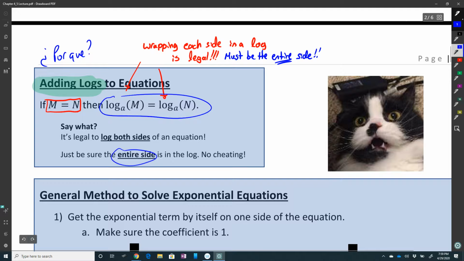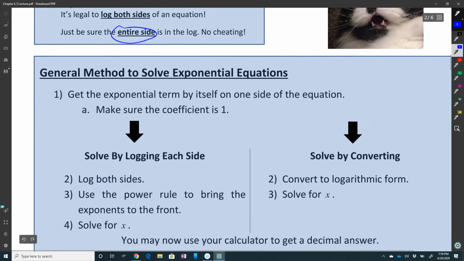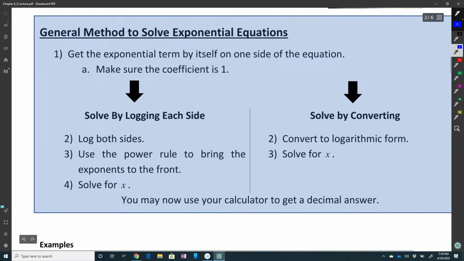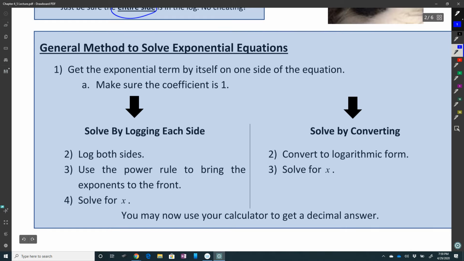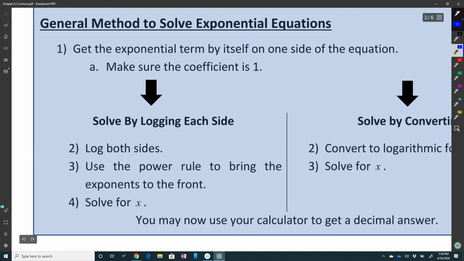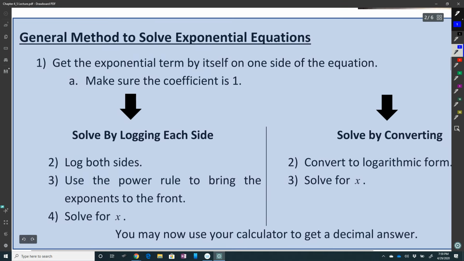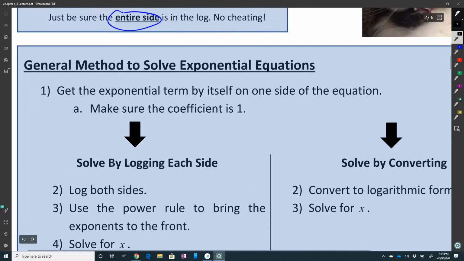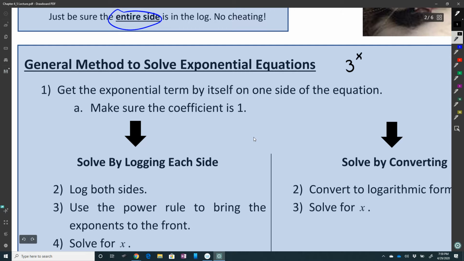All right, so here's the idea. There's two ways to do these. I'm going to do it both ways and show you how they're pretty much the same thing. But you're going to get equations where the bases can't be made the same. For instance, 3 to the x equals 5. Your base is 3, your base is 5.